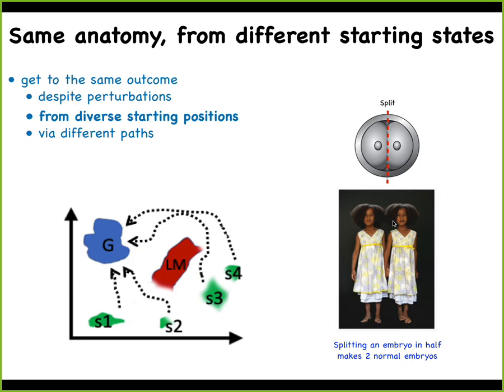What you get are two normal monozygotic twins, which means that we have something like this: if this was morphospace, the shape of all possible anatomies boiled down to two dimensions, you would be able to get to the right ensemble of target states from different starting positions, and you would avoid local minima and various other traps, and we'll talk more about this. So we're starting to understand that we can get to the same outcome. This is, again, William James's definition: we get to the same outcome despite perturbations, from diverse starting positions.